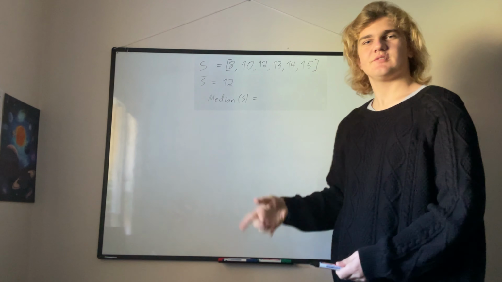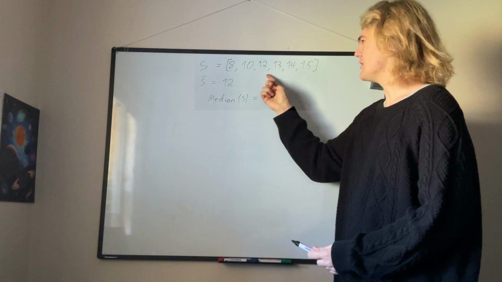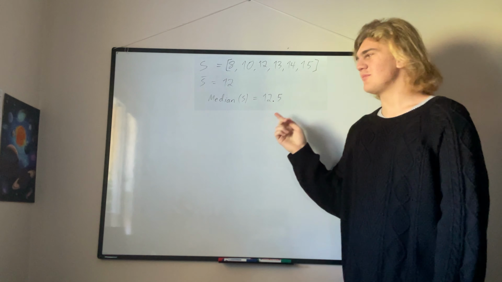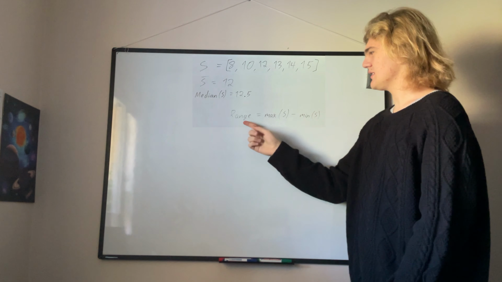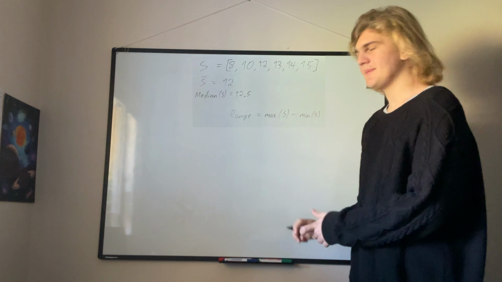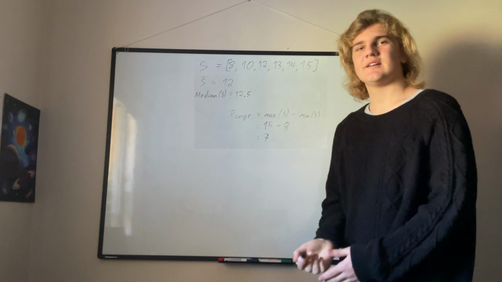Now, because these values are already sorted for us, we just have to take the middle one, which is here between 12 and 13. So we'll take the average of 12 and 13, and that is 12.5. To find the range, we would just take the maximum value of S minus the minimum value of S, which would be 15 minus 8. And that gives us 7.